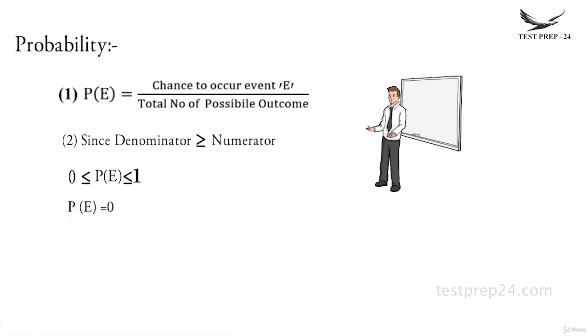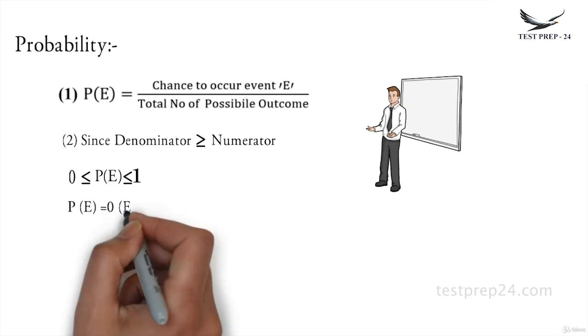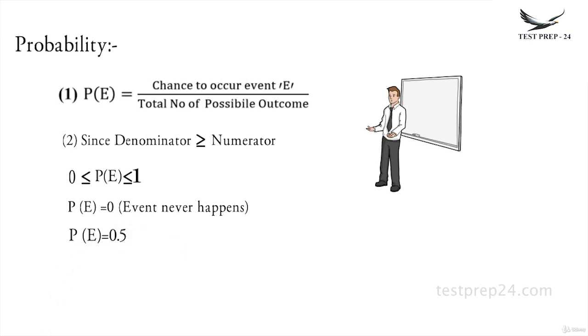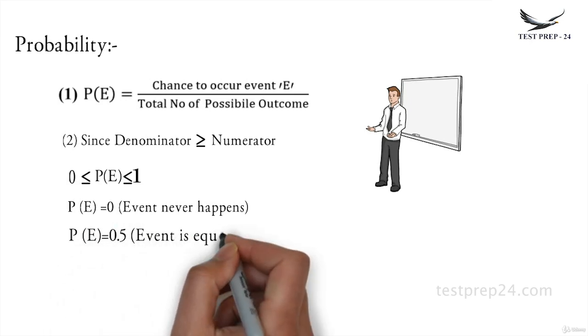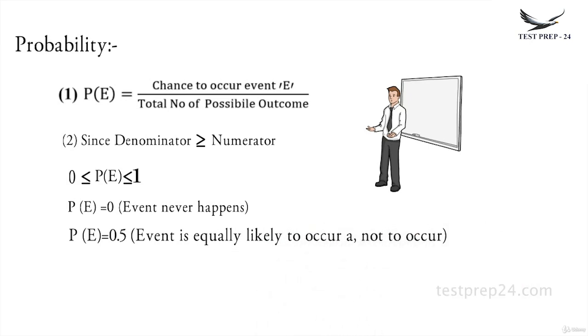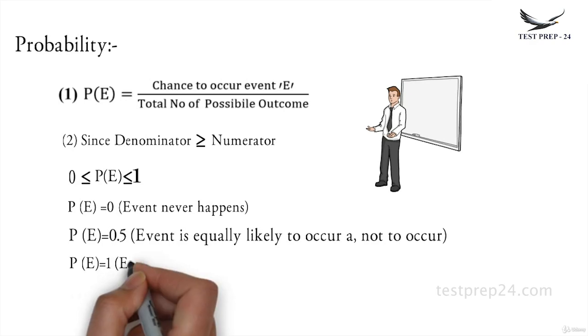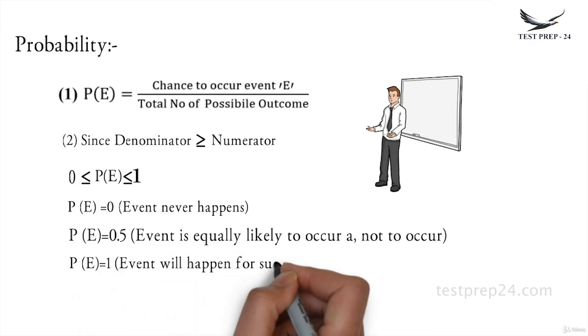Suppose the probability of an event is equal to 0, it means the event doesn't happen at all, the event never happens. When the probability of an event is equal to 0.5, we can say the event is equally likely to occur or not to occur. And when the probability of an event is equal to 1, we say the event will happen for sure.